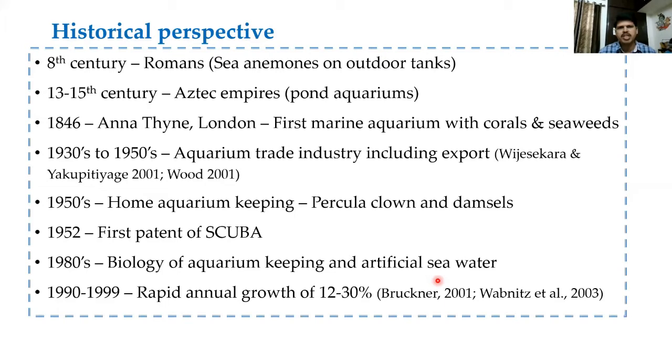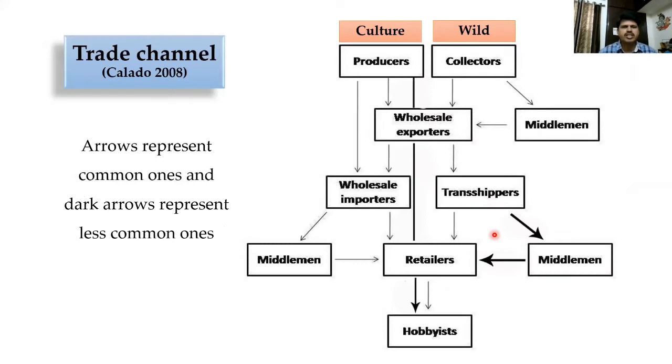So even in places like Delhi or Hyderabad, where you don't have any reach to the coastal areas, we can easily maintain the marine aquariums with the help of this artificial seawater. And the rapid growth of the ornamental trade started from 1990, where we can see almost 20 to 30% trade increase. And if you look at the trade channel, in the wild cultured specimens, it starts from the collectors. Of course, the fishermen are the basic collectors, which are at the base of the pyramid.